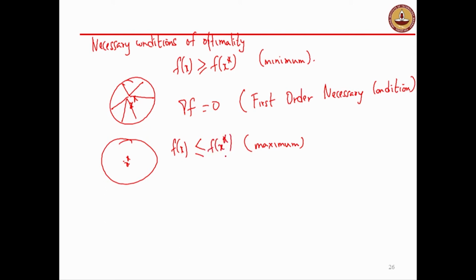Use the same argument. For a maximum also, the gradient should be equal to 0. Why? Otherwise you can go along grad f and the function will increase, in fact increases the most along that direction. So gradient equal to 0 is for both maximum and minimum, and there are also other kinds of points called saddle points. Think about a horse saddle or a mountain pass: along some directions the function increases, along some directions the function decreases. We may come to that later, but saddle points are also another kind of stationary point for which it happens that the gradient is equal to 0. So these are only necessary conditions but not sufficient.